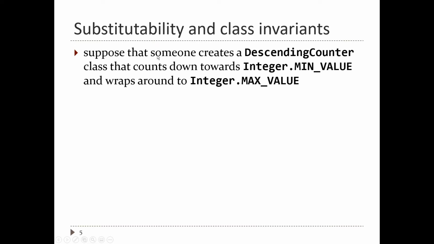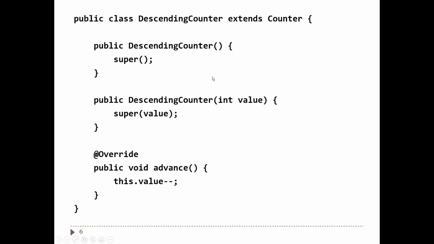Now, suppose someone creates a subclass of the counter class called DescendingCounter, and the descending counter counts down towards Integer.MIN_VALUE and then wraps around to Integer.MAX_VALUE. There are some problems with this class, namely the counter class description says that it counts up, so you've now got a counter that counts down, so that's a bit of a problem. However, one of the problems it leads to is that the value of the counter becomes negative. It's easy to implement the descending counter class. Furthermore, the class will compile without any issues.